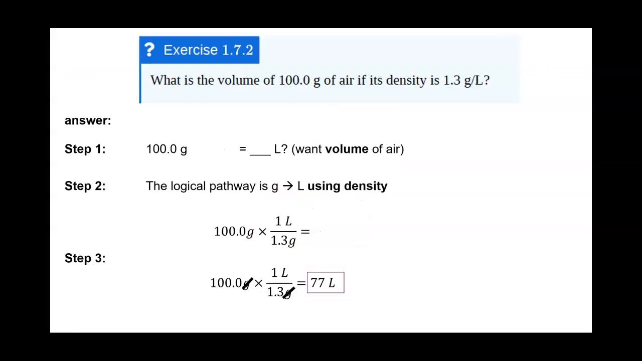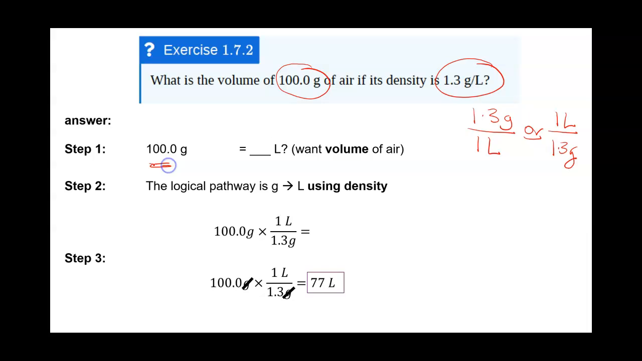So this question asks, what is the volume of 100 grams of air if the density is 1.3 grams per litre. So this is really telling me that 1.3 grams of air is the same as 1 litre of air, or 1 litre of air is the same as 1.3 grams of air. So let's set up what it is that we want to do.